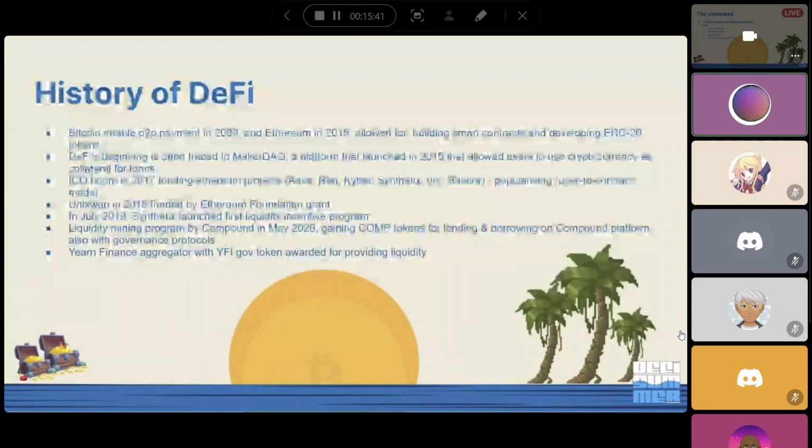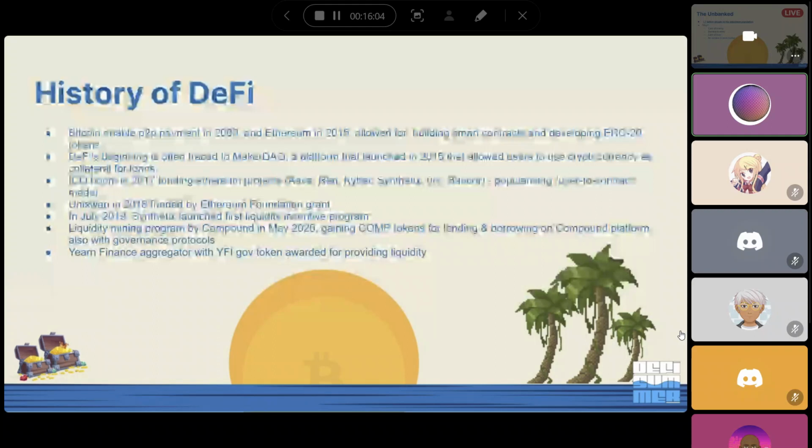So DeFi's beginning is often traced to MakerDAO in 2015, which allowed users to use cryptocurrency as collateral for loans. So just like you put your house up to get a loan in the bank, you can now put up certain cryptocurrency to get other cryptocurrencies, or that same cryptocurrency, using that as leverage.